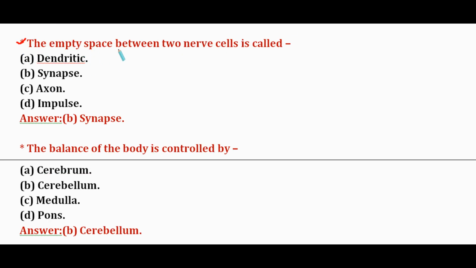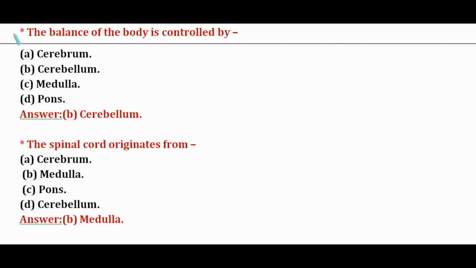Next, the question: the empty space between two nerve cells is called dendrite, synapse, axon, impulse. The correct option is synapse. The question: the balance of the body is controlled by cerebrum, cerebellum, medulla, pons. The correct answer is cerebellum. The spinal cord originates from cerebrum, medulla, pons, cerebellum. The correct answer is medulla.